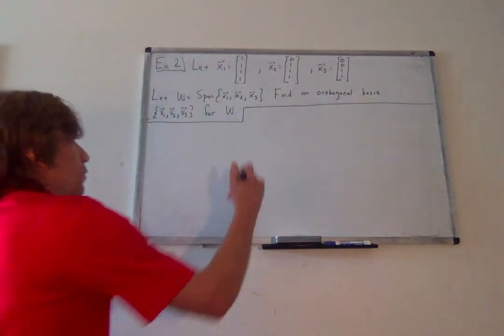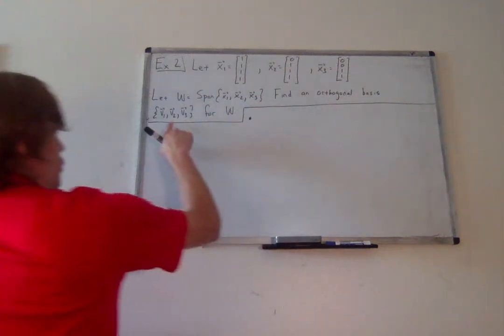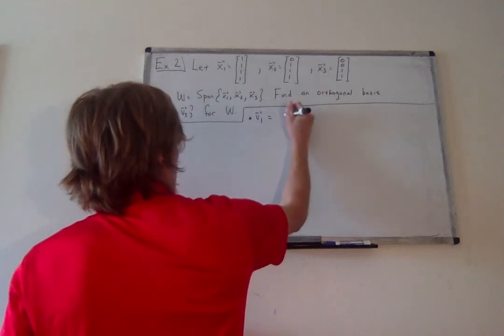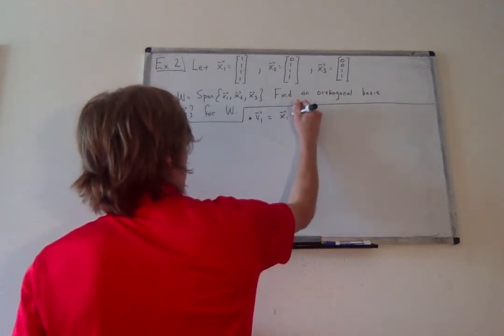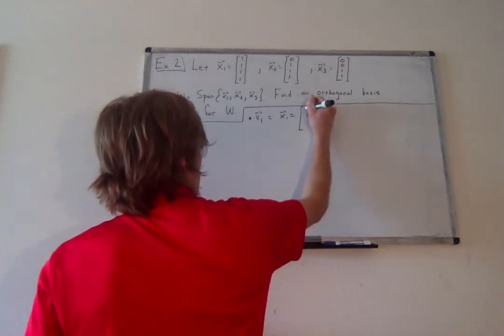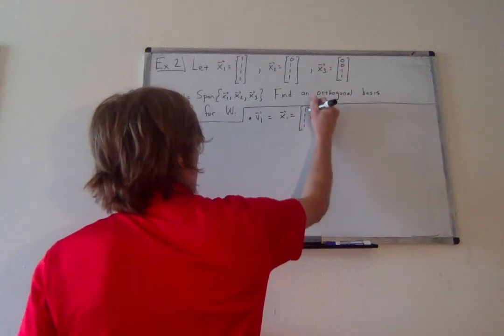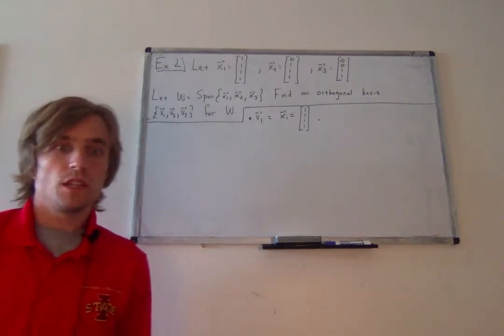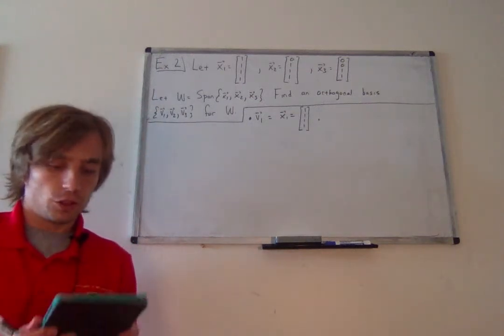So much like before, in this new orthogonal basis we're finding, we're just going to let v1 equal x1 equal 1, 1, 1, 1. If we haven't added a vector to our space yet, there's no use in trying to be fancy. Just take the first vector we have.